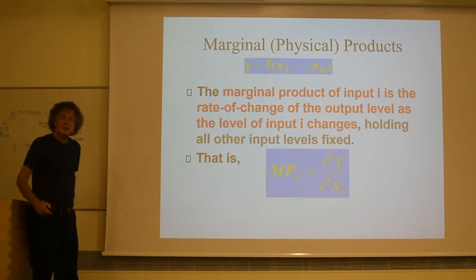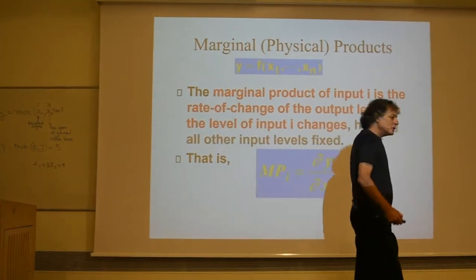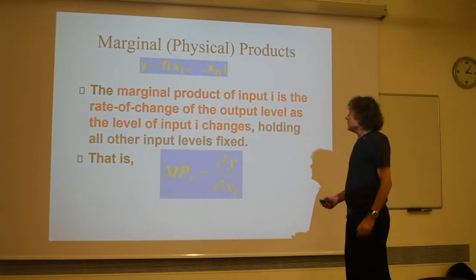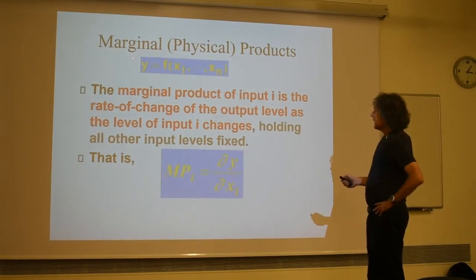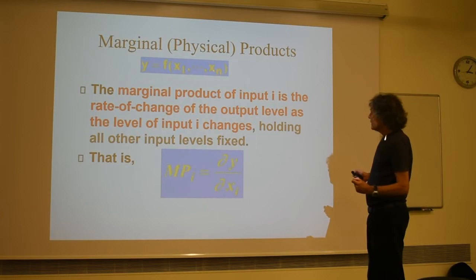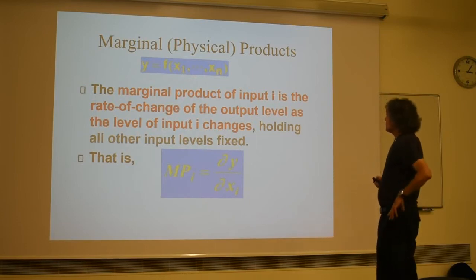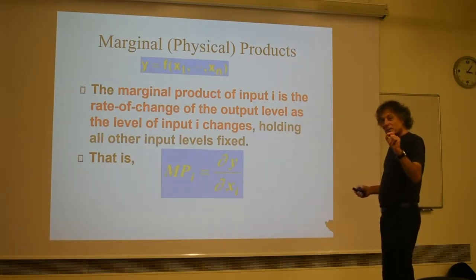Now I'm moving to another concept, very similar to the marginal utility. Now it will be marginal product. So I take the function y equals f(x1, ..., xn), to remind you. y is how many units of output I can produce from x1 up to xn units of inputs. So the marginal product of input is the rate of change. I'll come back to explain what I mean by rate.